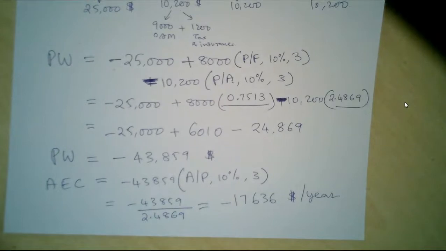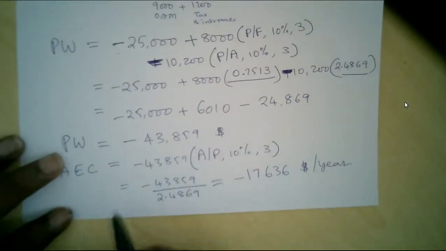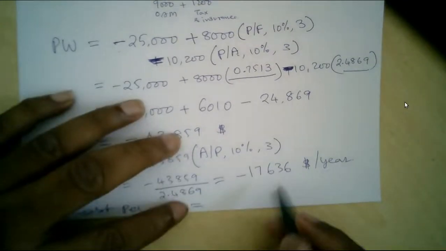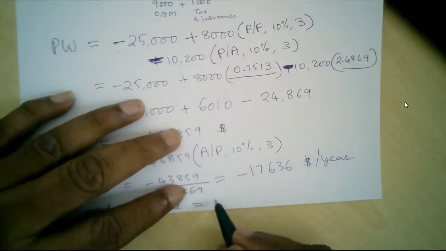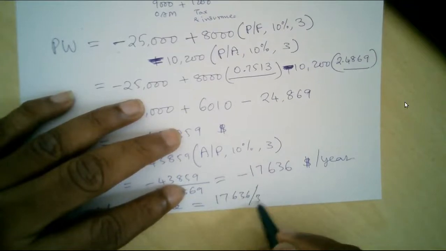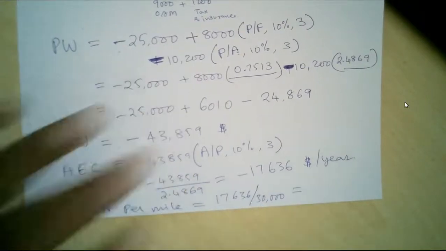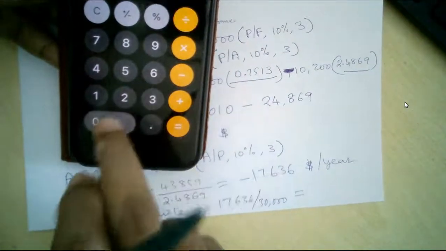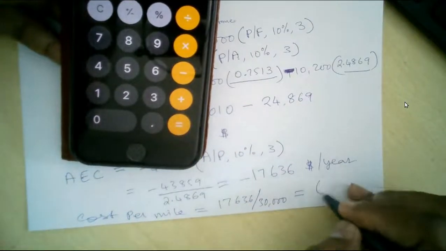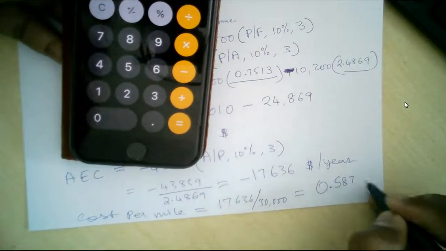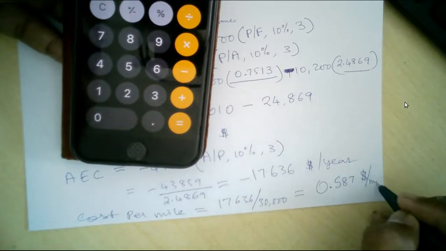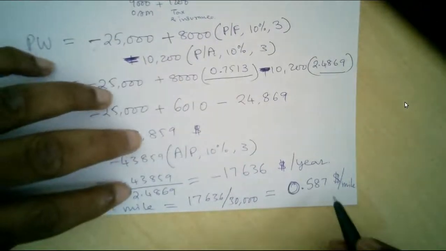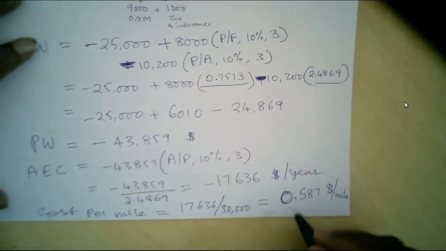Now, what is the cost per mile? So every year, the cost per mile. This minus sign I'll remove it. 17,636 divided by 30,000, because I'm traveling 30,000 miles every year. So this comes to $0.587 per mile. Now you notice here $0.587 per mile is the annual equivalent cost. So this is AEC.